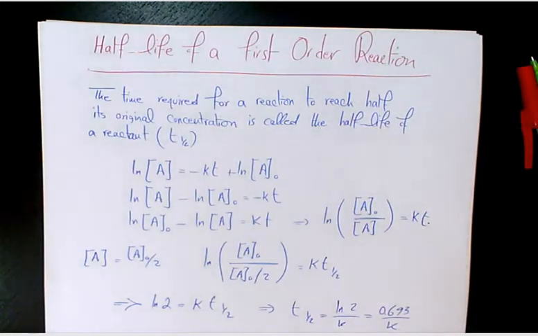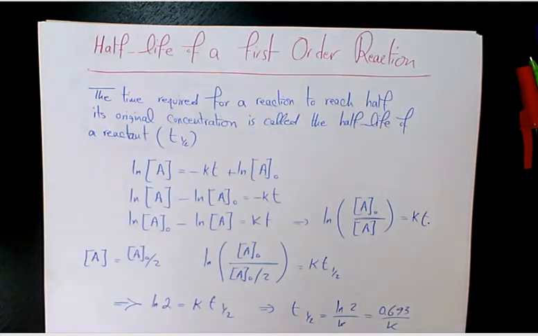Welcome to another video. In this video I want to talk about how to calculate and how to solve questions regarding half-life of a first order reaction. So I'm talking about half-life only for first order reaction in this video. The time required for the reaction to reach half its original concentration is called the half-life of a reactant, and it is shown by T half.